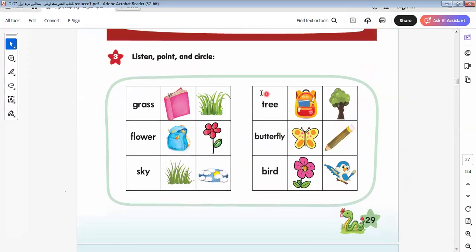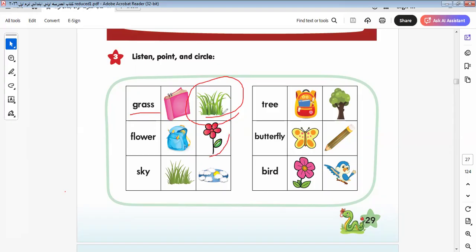Let's do this exercise together. Here we say, listen, point, and circle. I tell you the word, then you circle the picture related to this word. Here we have grass. Which one is grass? I'm circling using the green one. You are clever. And now we know the grass is what color? It's green. You are clever people, and you are paying attention with me during the lesson.